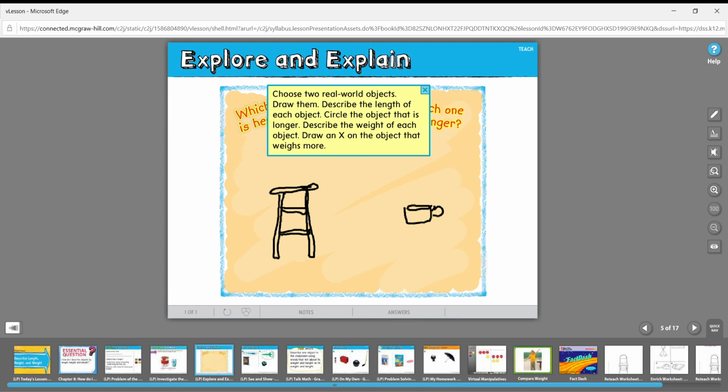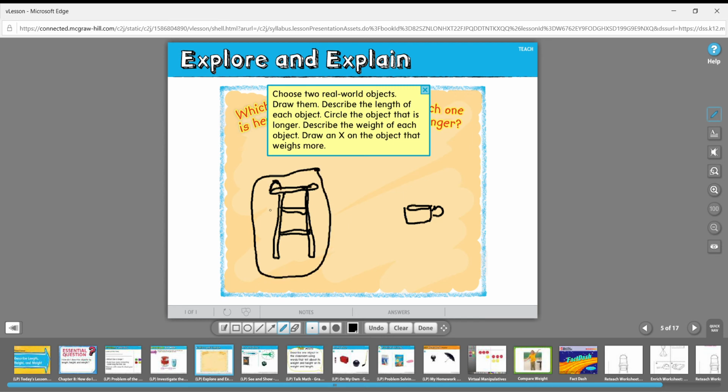Wow, well, if I put these next to each other, I would say that the taller object here is also the longer object. So the one that is longer is the stool. If I put that coffee cup on top of the stool, it would probably be over in this corner here, okay? So that one is longer.